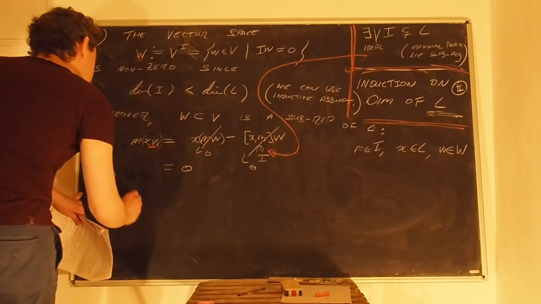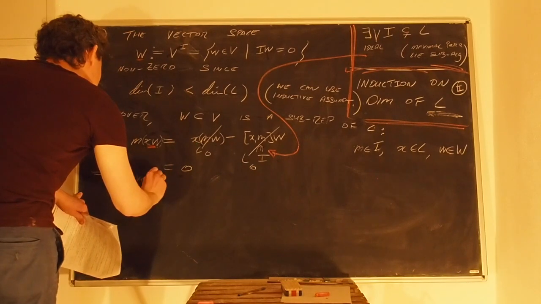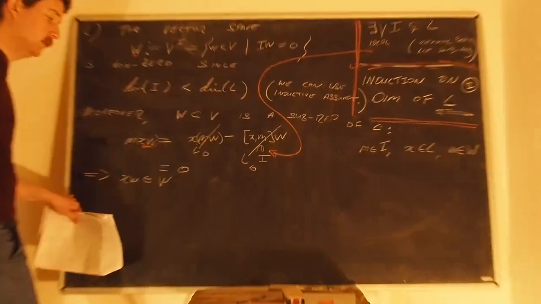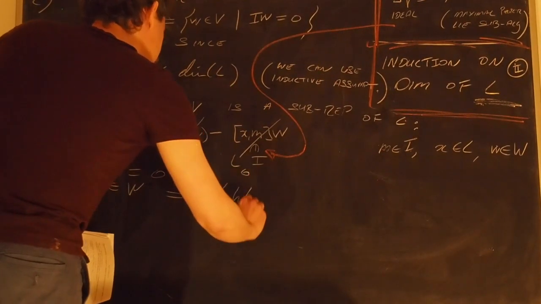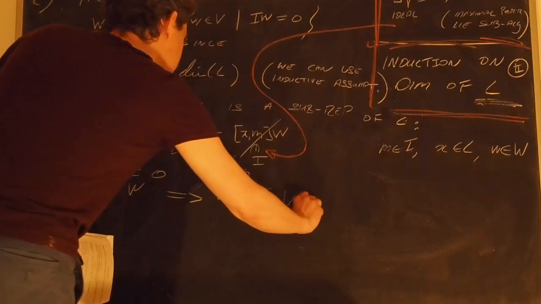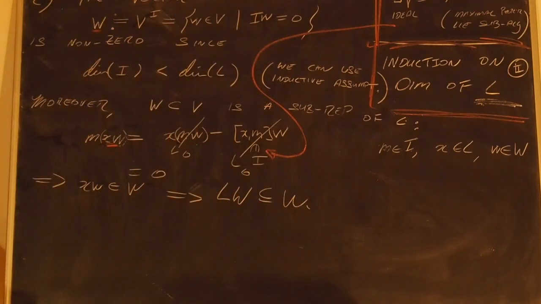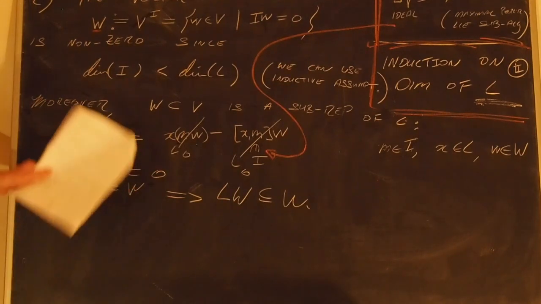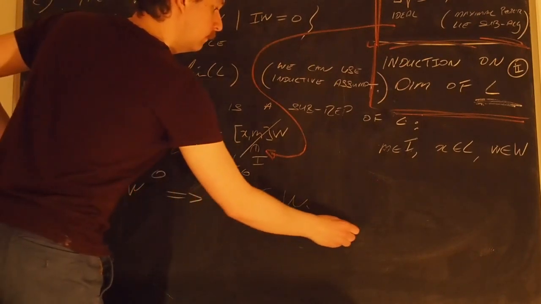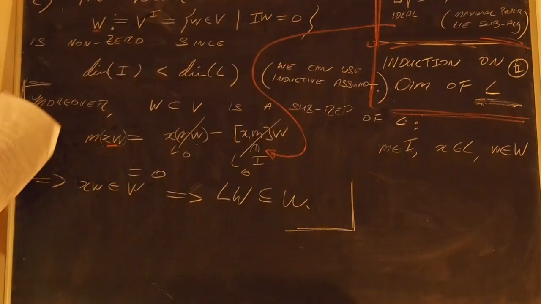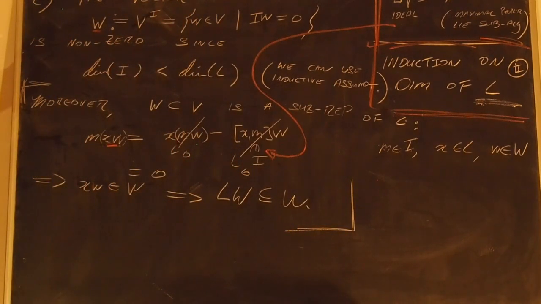Therefore, XW is an element of W. Therefore, LW is contained in W. It's a sub-representation. Which is what we're proving here. So this guy here is an L sub-representation.